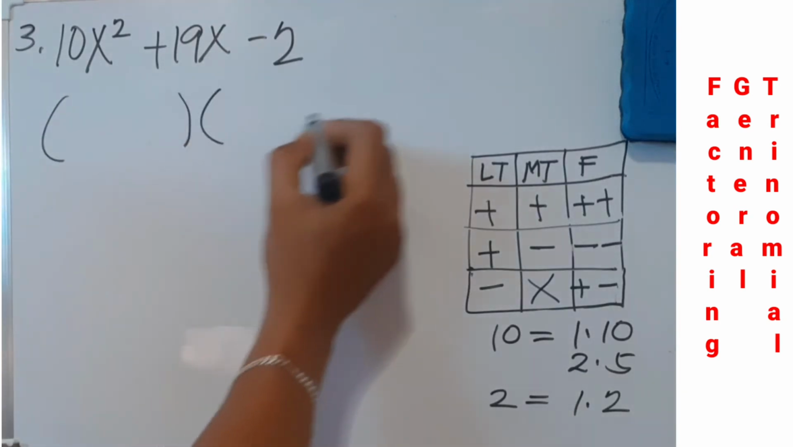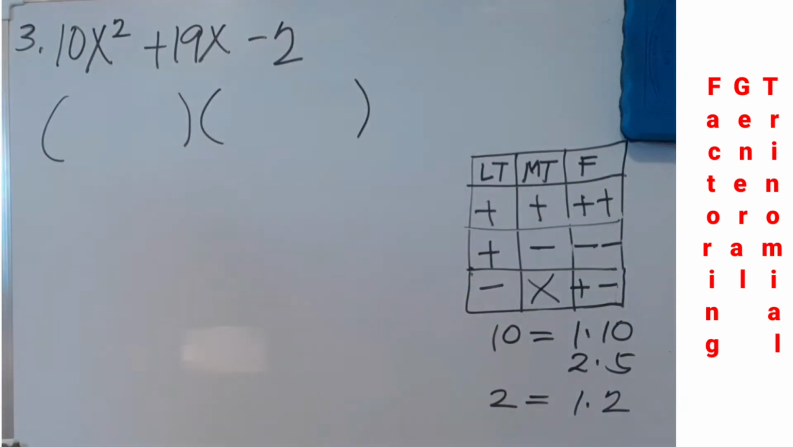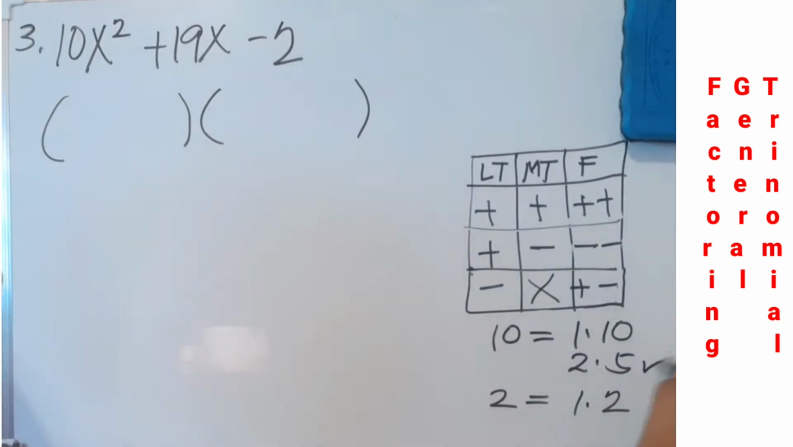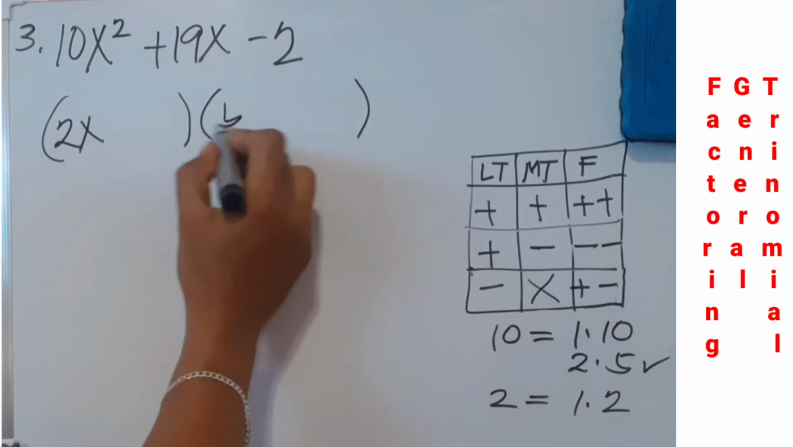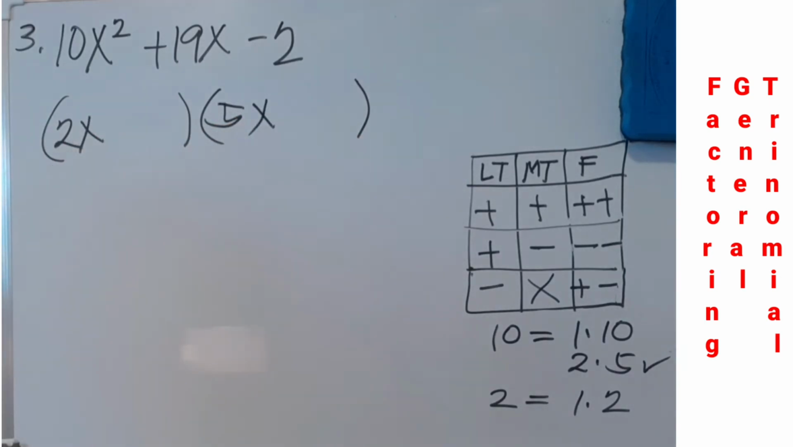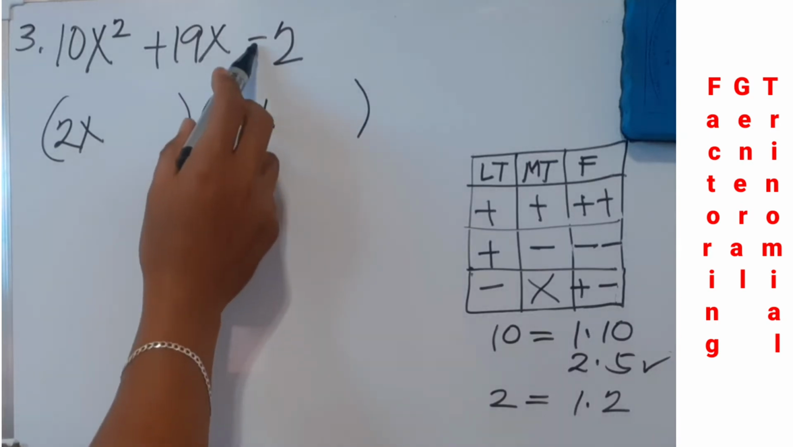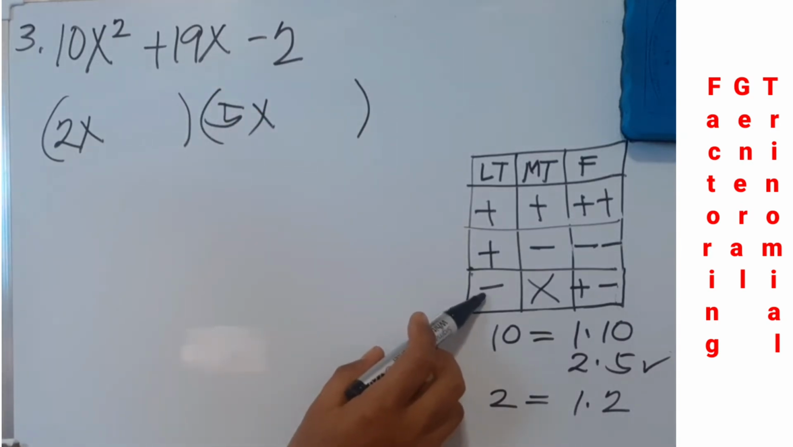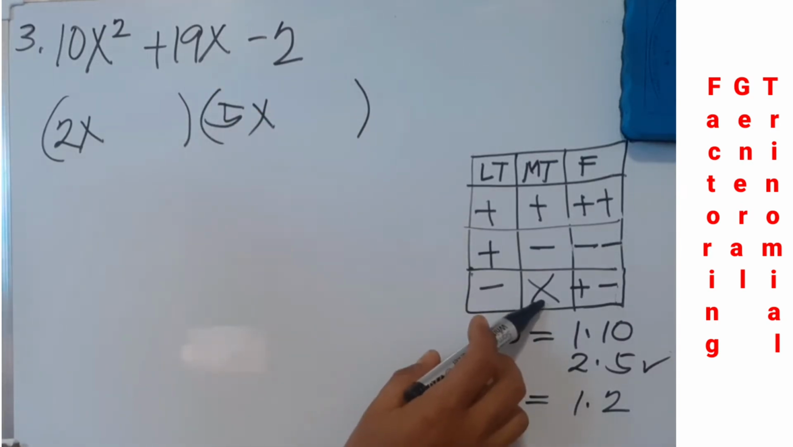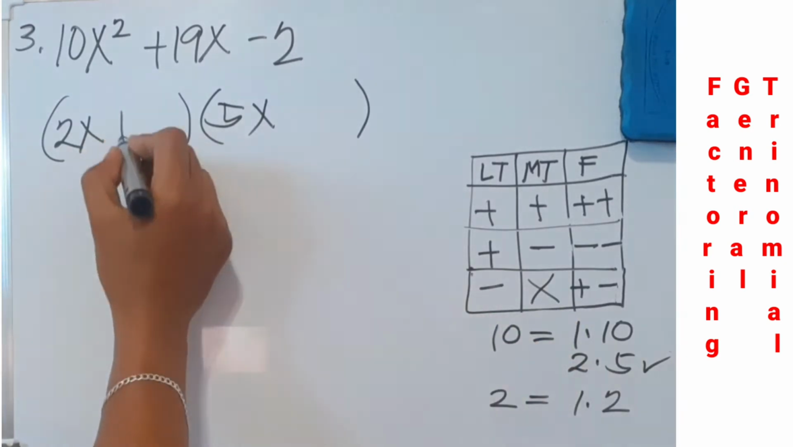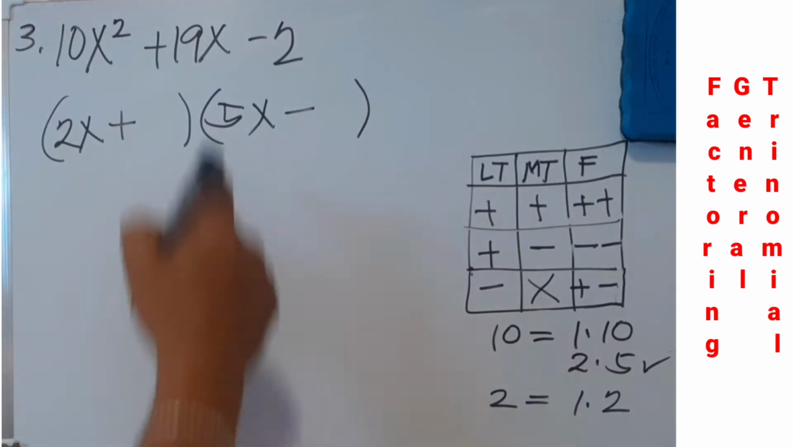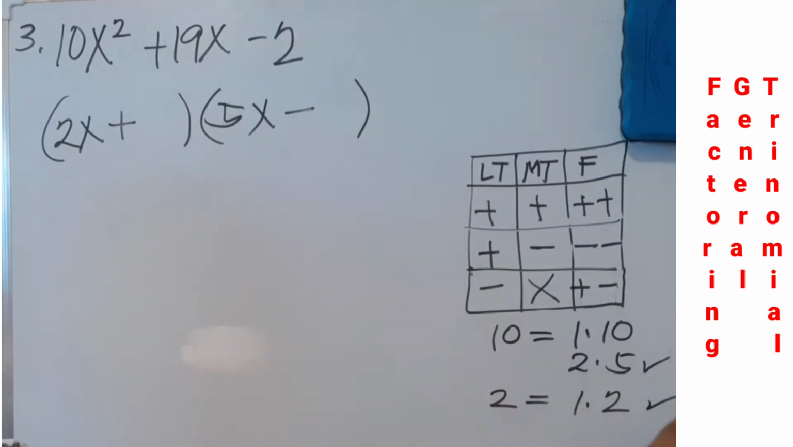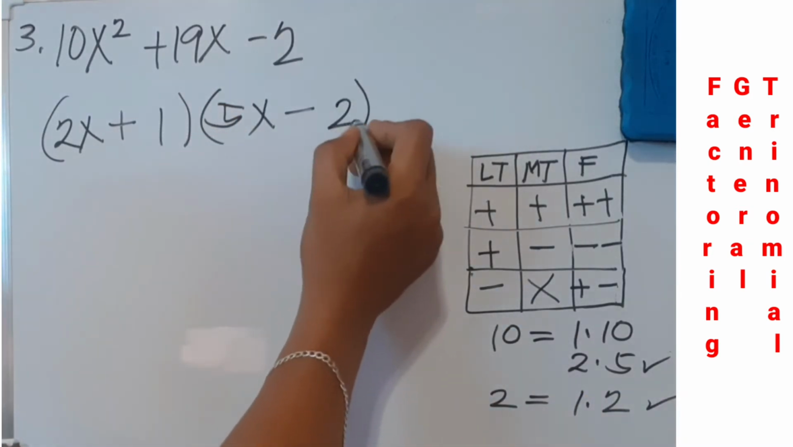Then, by trial and error, let us determine now the combination. The factors of 10, we try muna natin yung 2 times 5. So we have 2x times 5x. Our last term is negative. According to our rule, if the last term is negative, do not consider the middle term. Just write plus or minus and plus. The factors of 2 are 1 and 2.